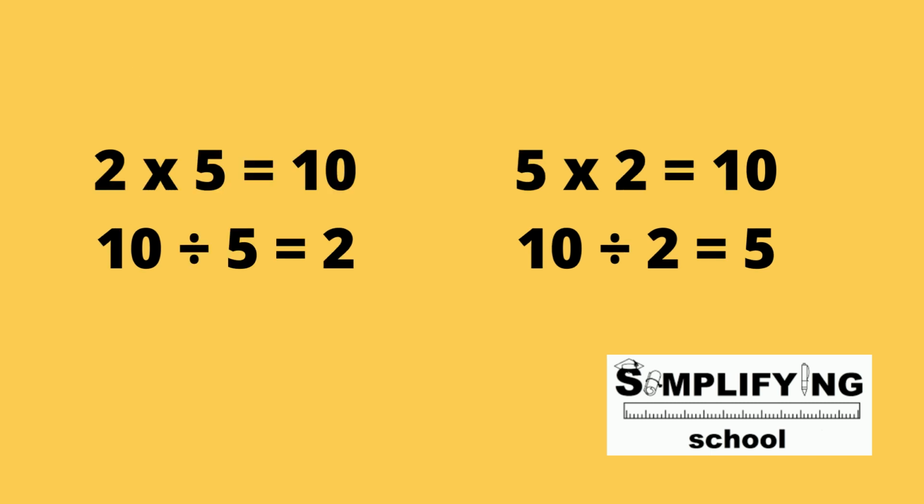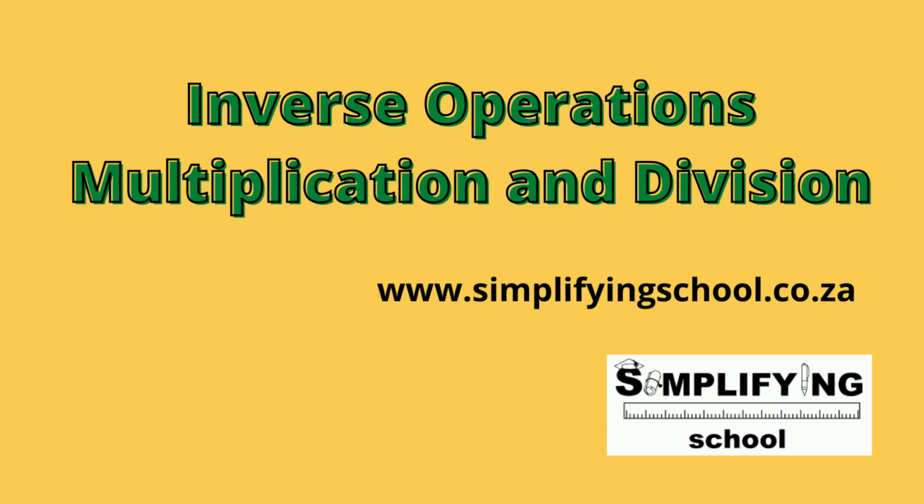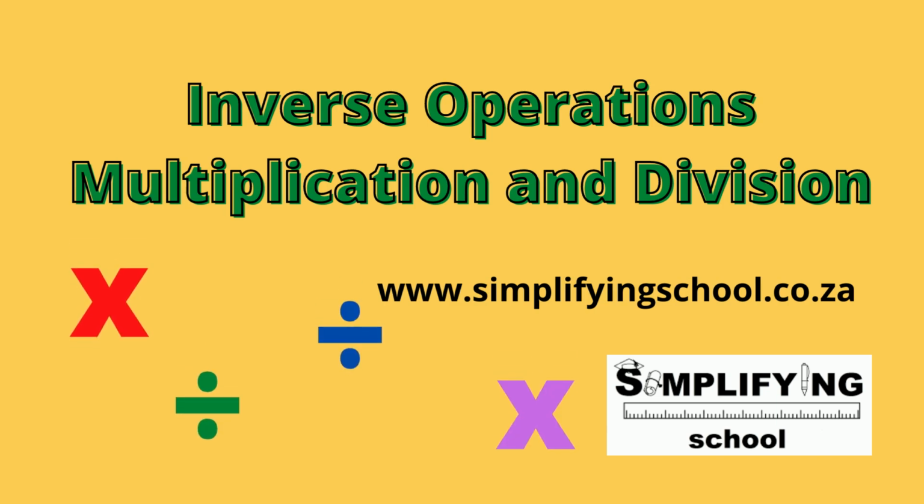Now you have hopefully seen how we can work backwards and use multiplication to solve a division question, and how we can work backwards and use division to solve a multiplication question, because 2 times 5 is 10 and 10 divided by 5 is 2. 5 times 2 is 10 and 10 divided by 2 is 5. This should make it slightly easier for you to solve questions like 2 times 3 equals block, 6 divided by 3 equals block.